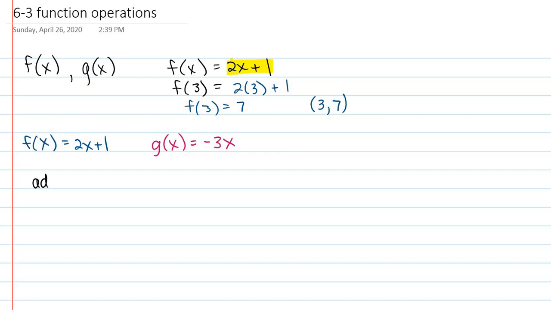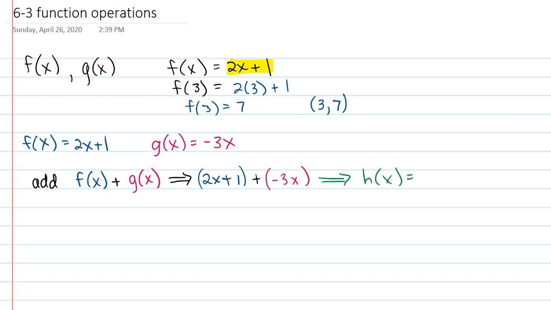If I want to add, and I ask to add f of x plus g of x, we can just perform that operation by adding those two things. So we would have 2x plus 1, which is its own little entity because that's f of x. And to that, we're going to add negative 3x, because that's its own little entity. As a result, we're going to get a brand new function, which I'm going to call h of x.